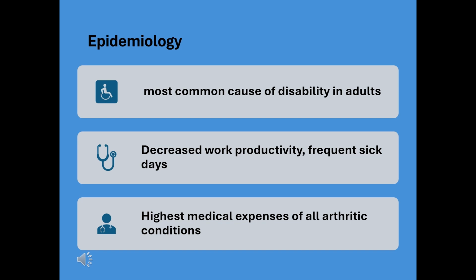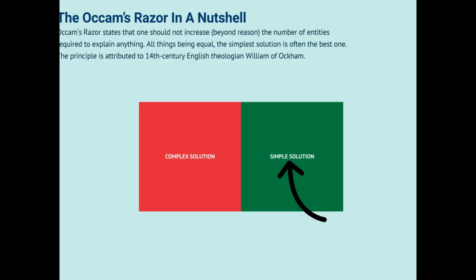Osteoarthritis is the most common cause of disability in adults, and it's one of the leading causes of loss of work productivity and sickness days, and one of the highest consequent medical expenses of all musculoskeletal conditions.